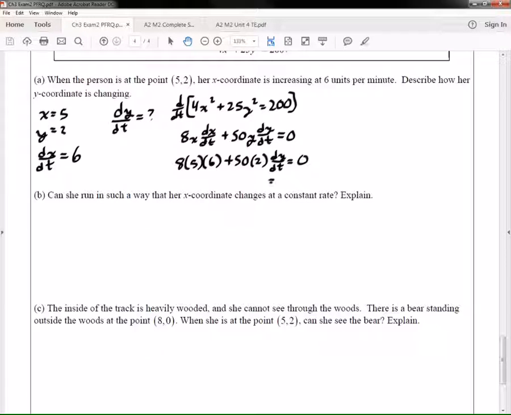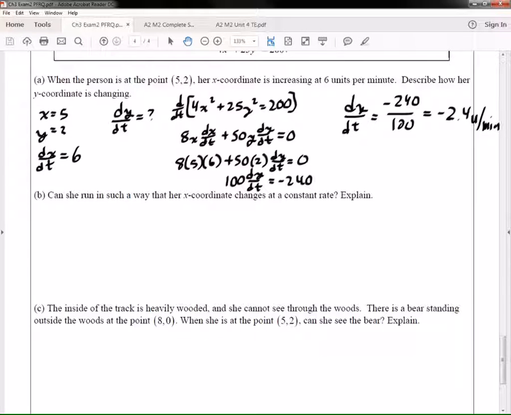Let's put them on the other side. We have negative 240. So I just multiplied this, I got 240 and put it on the other side. And on this side I have 100 times dy over dt. So what is dy over dt equal? Negative 240 divided by 100, which is going to equal negative 2.4. Oh, but wait. What are my units? Units per minute.